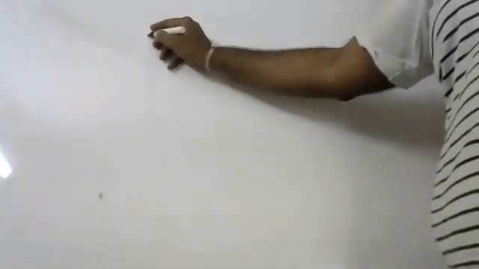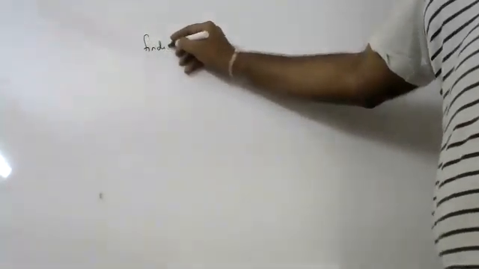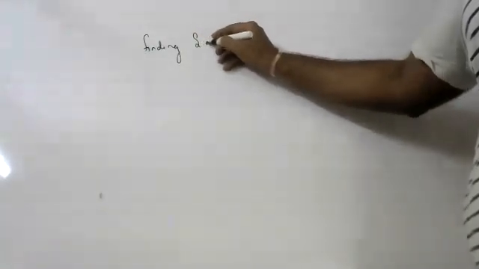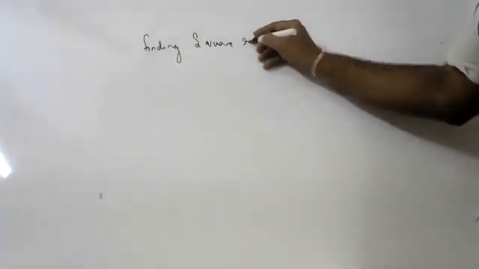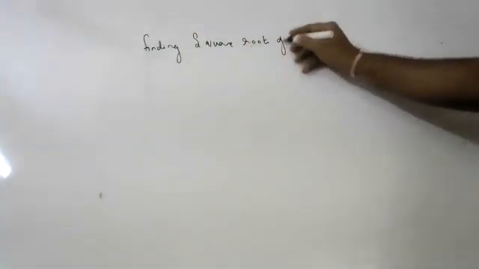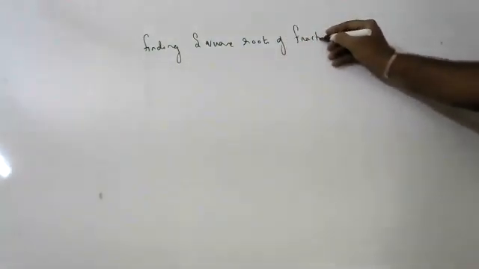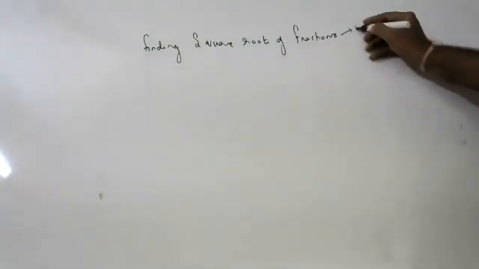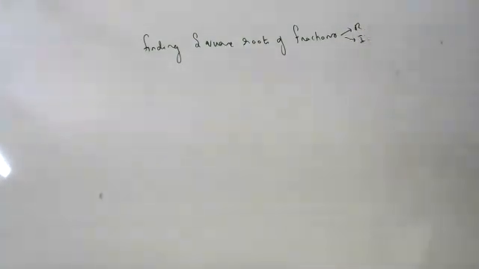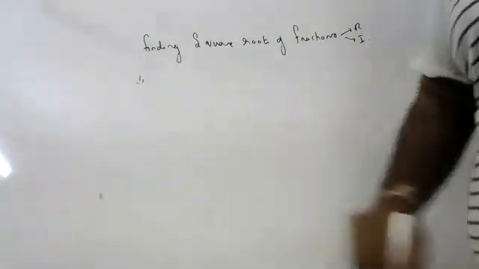So here today we discuss finding square roots of fractions. Fractions are of two types, rational and irrational. Today I will discuss some of the rational ones. Let's start with simple examples.